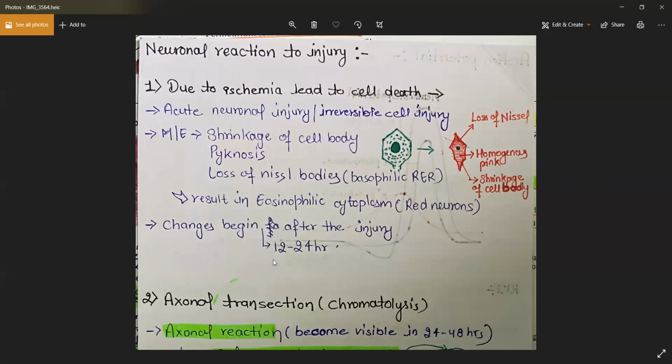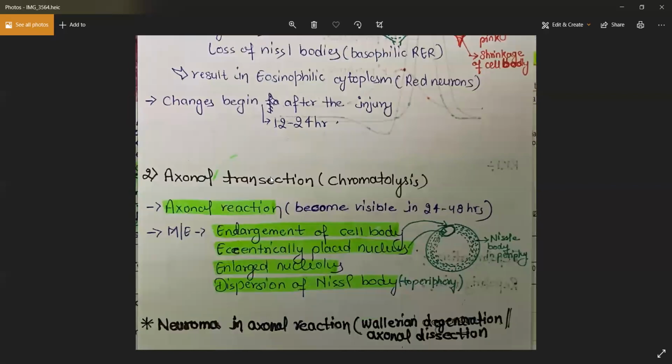Now comes the chromatolysis. Whenever I get a nerve dissection, I will get the axonal reaction. And why is this axonal reaction happening? In order to regenerate my cell. So what changes can I get in the cell? Axons cannot regenerate themselves, because they do not contain any nutrition substance. They do not contain any organelle. They do not contain any nucleus. It is a function of the cell body to regenerate my neuron again. So the axonal reaction is seen on the cell body side of the damage.